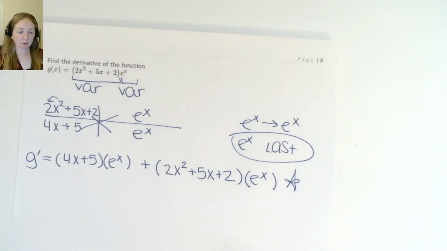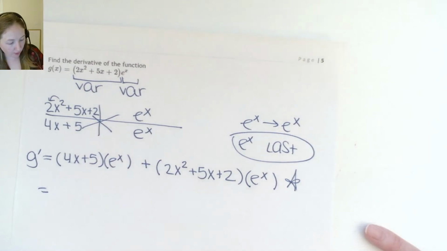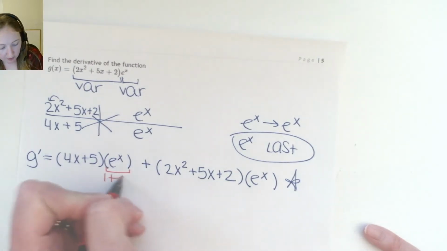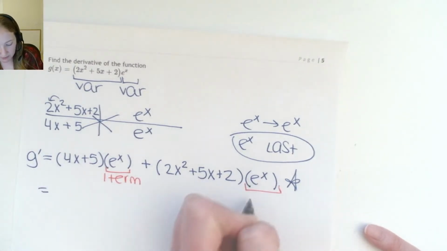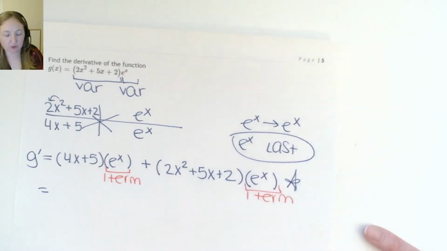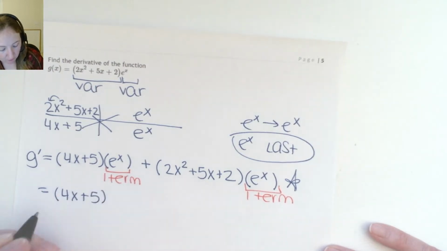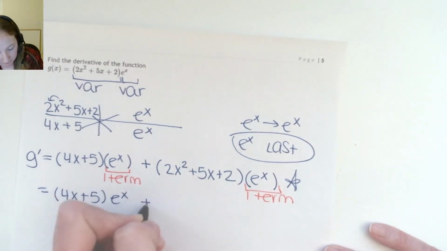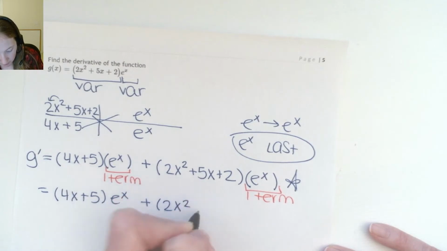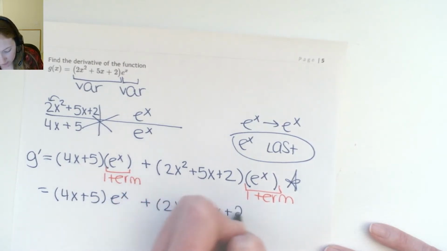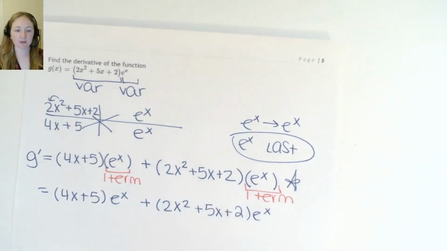Two things that I just want to mention: you can drop these parentheses here because it is just one term, and same thing for the last e to the x, you could drop those parentheses. So if you feel tempted to type in parentheses 4x plus 5 e to the x, and then plus the 2x squared plus 5x plus 2 e to the x, you could do that as well.